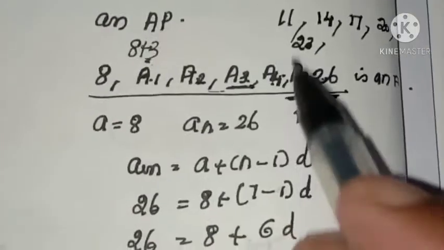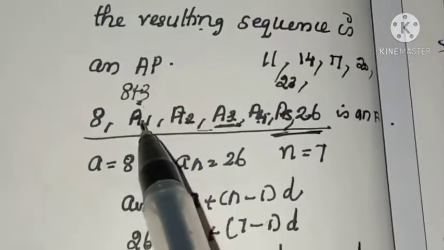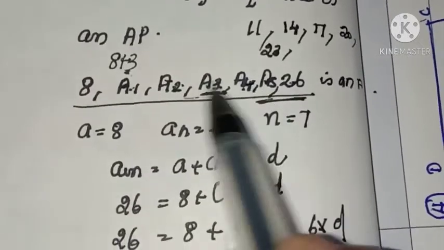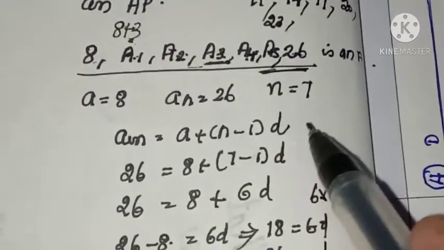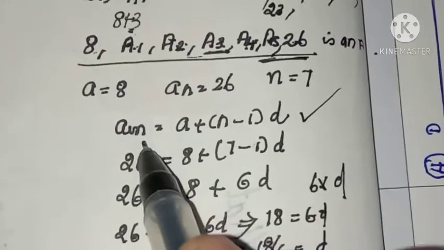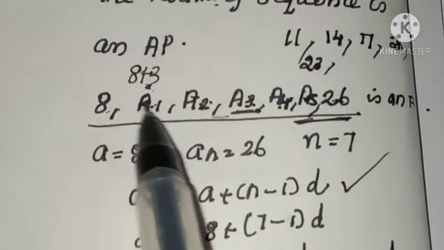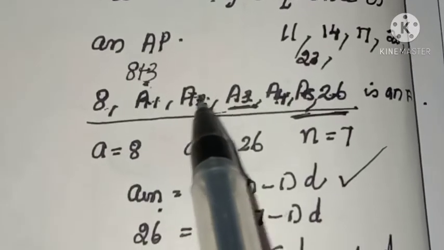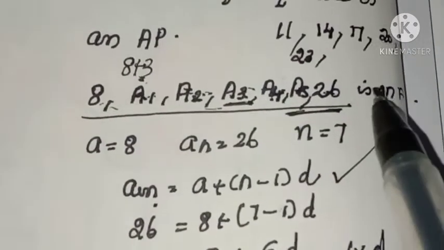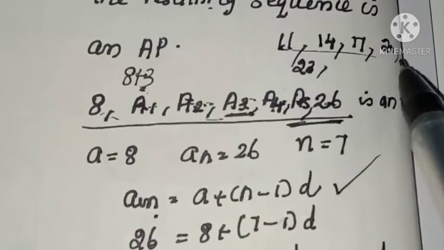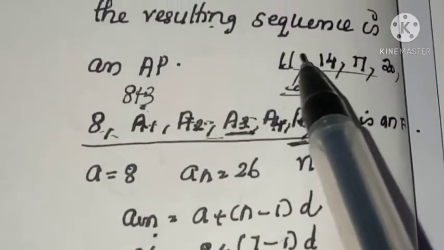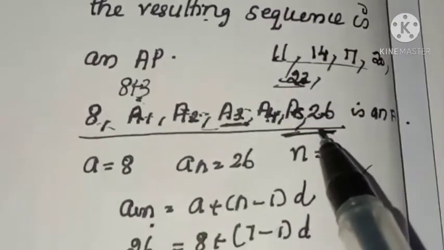It's a simple one. Insert 5 numbers. So write any 5 numbers in between 8 and 26. Use the formula for An, then find the common difference. If we get the common difference, we can easily write these successive terms because this is an AP. So these are the 5 numbers to insert in between 8 and 26.